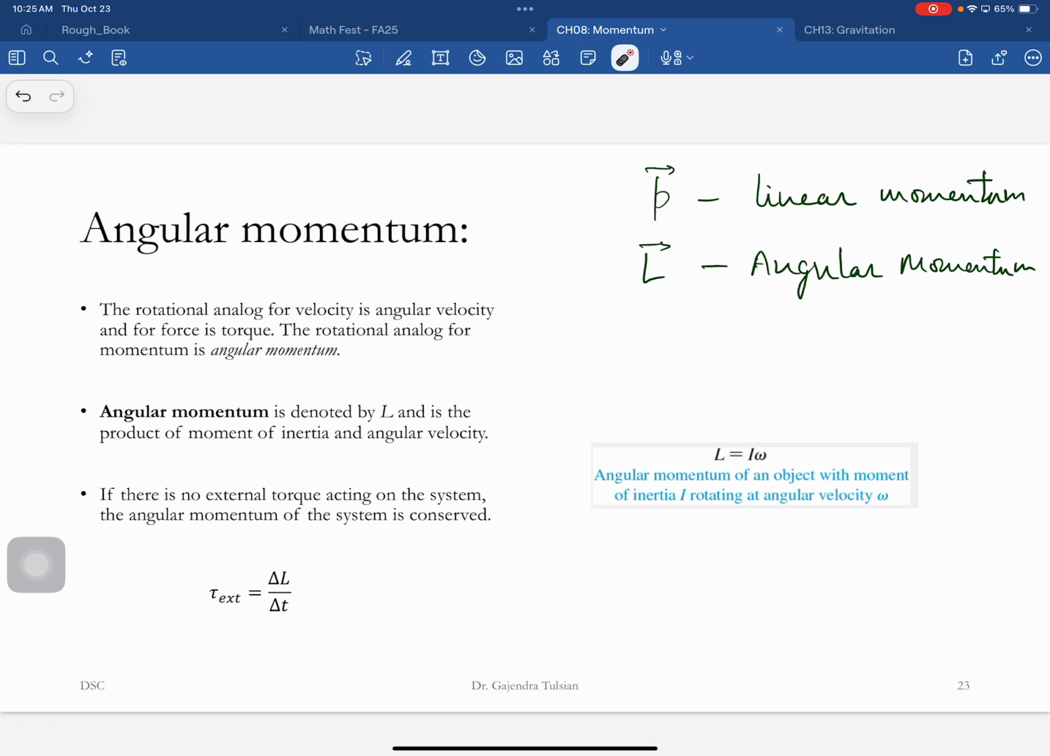The external torque acting on an object is equal to the change in angular momentum divided by the time over which that change happens. Now it turns out that in nature, in many situations, external torques are 0, so this has to be 0. Angular momentum does not change. Angular momentum is conserved.